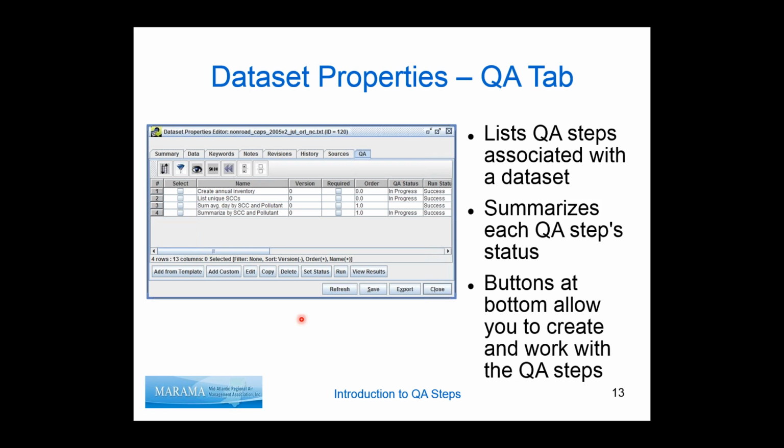Now, if you are in the QA tab and you don't see these buttons, you don't see the buttons to add steps, all you see is a view button, then that means you're just viewing the data set, not editing it. So you can view the details of a QA step, but you can't add QA steps or make any changes.